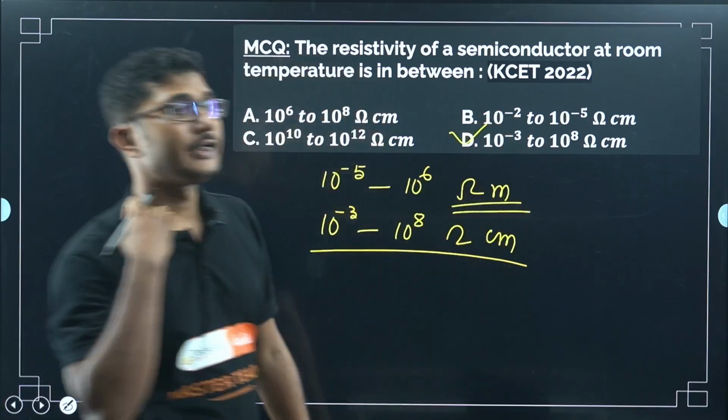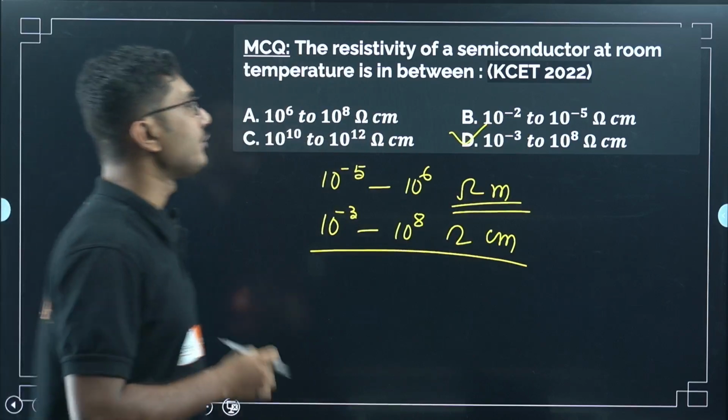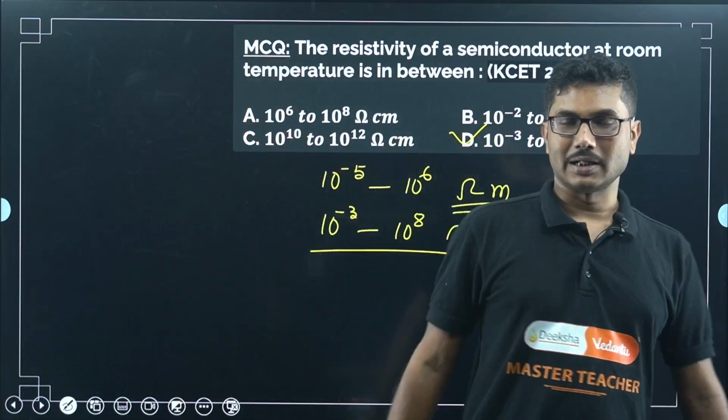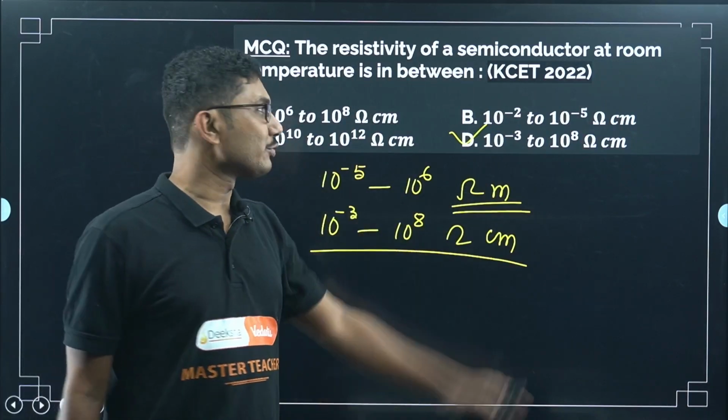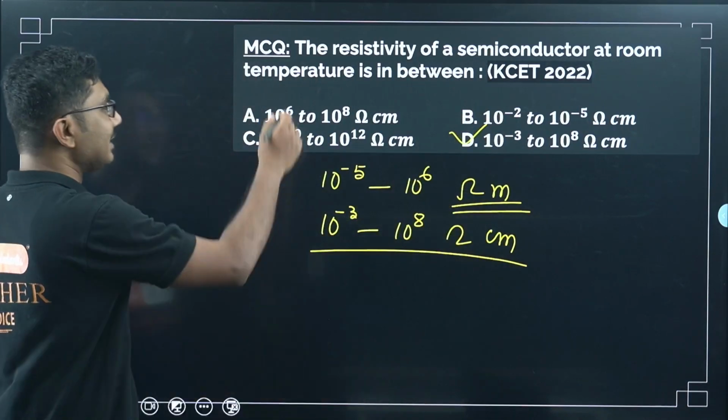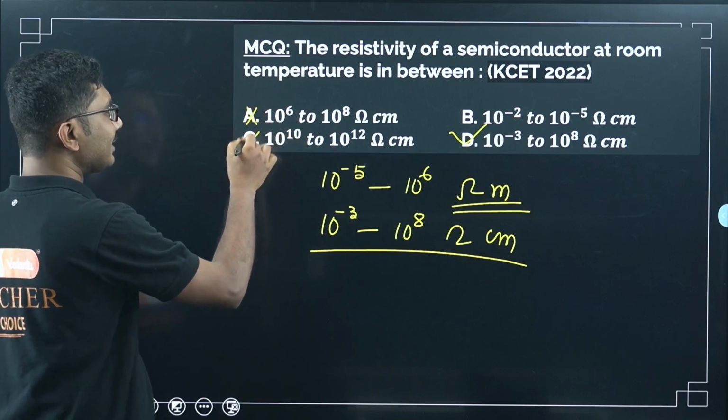Don't get confused. It should be between 10 to the power of minus 3 to 10 to the power of 8 ohm centimeter. Okay, because they have changed the unit, so you will not be able to answer it directly. You will be confused, whether B is correct or D is correct. Definitely these two are not correct, because this is an insulator, this is an insulator.